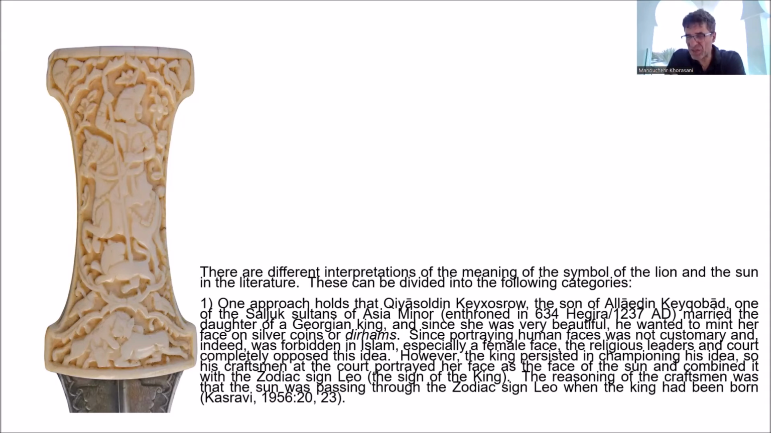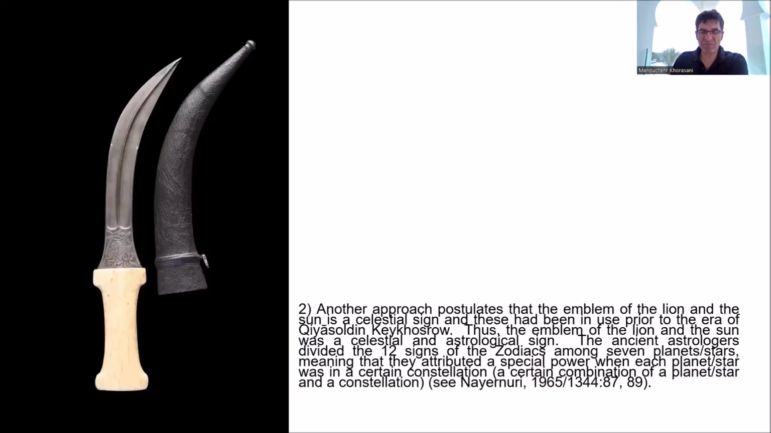However, the king persisted in championing his idea, so his craftsmen at the court portrayed her face as the face of the sun and combined it with the zodiac sign Leo, the sign of the king. The reasoning of the craftsman was that the sun was passing through the zodiac sign Leo when the king had been born. Another approach postulates that the emblem of the lion and the sun is a celestial sign, and these had been in use prior to the era of Ghiyasettin Kaykhosro.